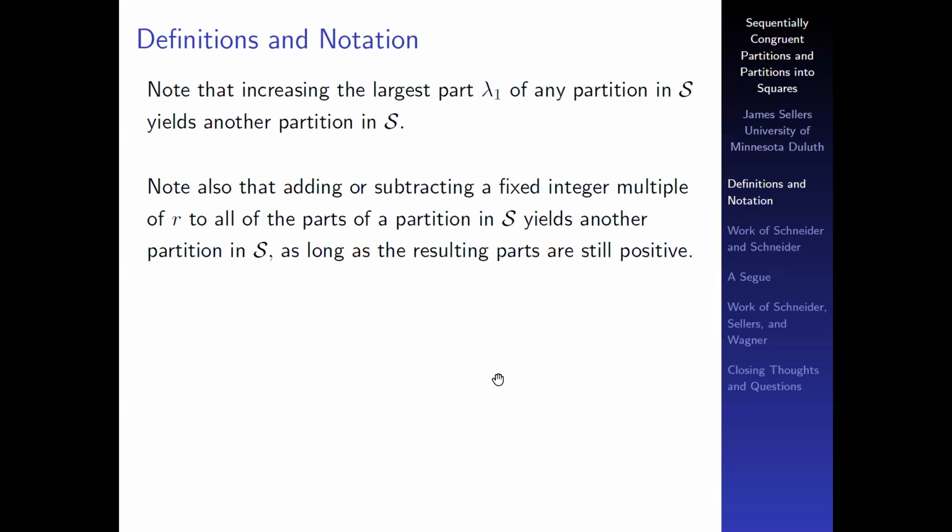And again, as I said a moment ago, if you add or subtract a fixed multiple of r to all of the parts in a partition in S, then you'll get another partition in S, as long as the resulting parts are still positive. Here I'm speaking mainly to the idea that if I subtract too many copies of r away from all of the parts, then of course some of the parts are going to go negative. I won't have a partition in that case. But if I want to add positive integer multiples of r, I can do that all day, and I will stay inside capital S in the process.